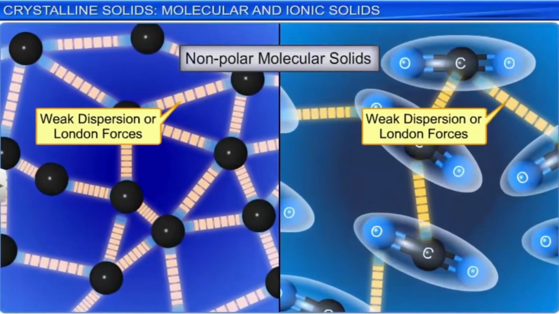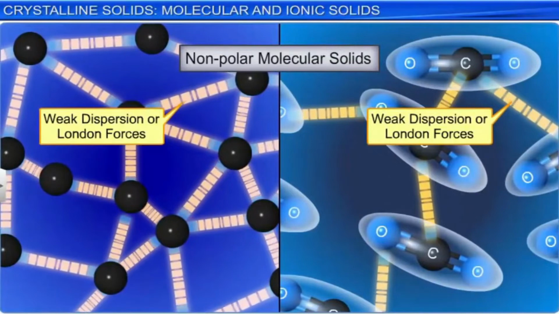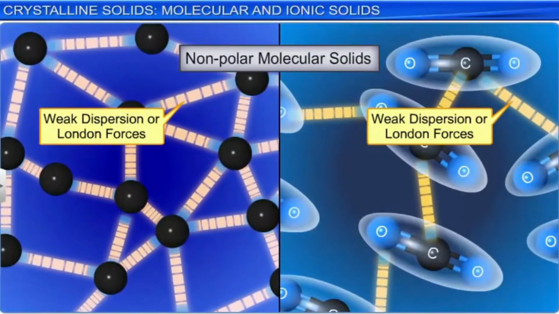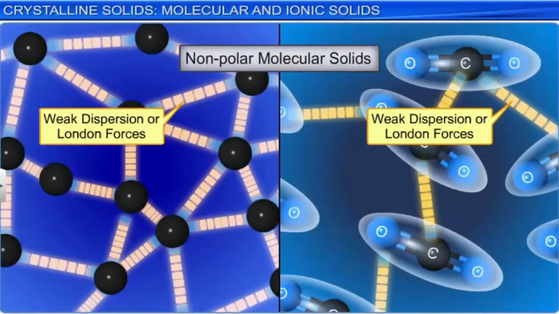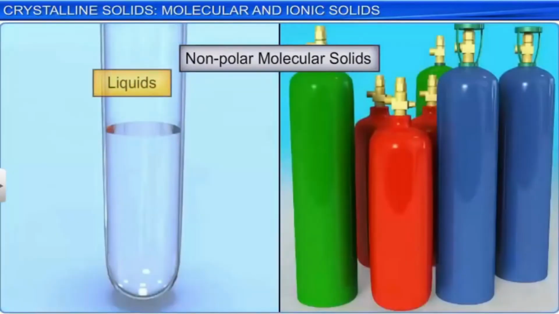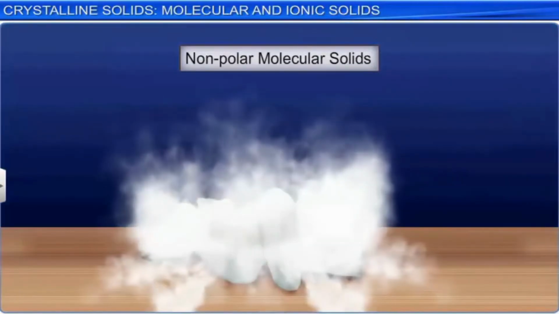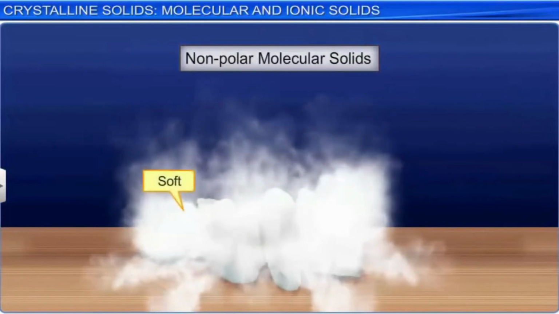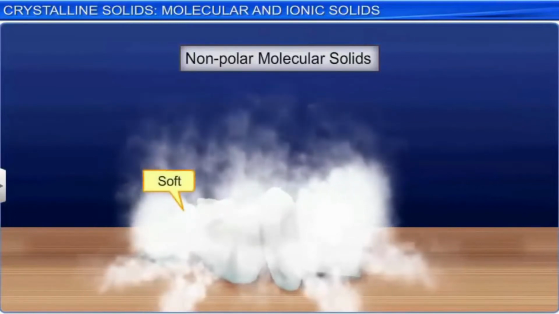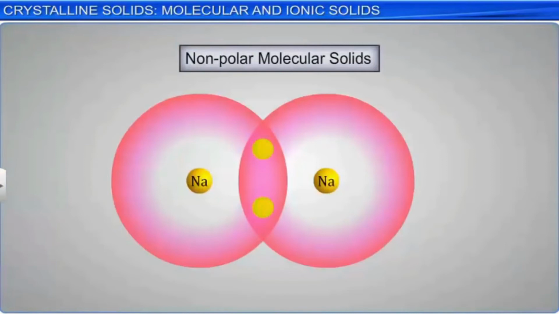As a consequence, these molecules have low melting and boiling points. Hence, most of them are liquids or gases at room temperature and normal atmospheric pressure. For the same reason, they are soft. As the electrons remain localized to particular atoms or bonds, these are non-conductors of electricity.